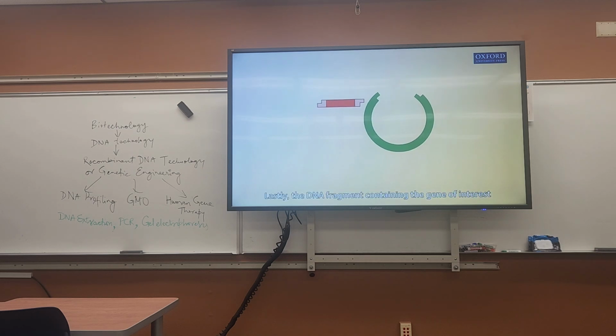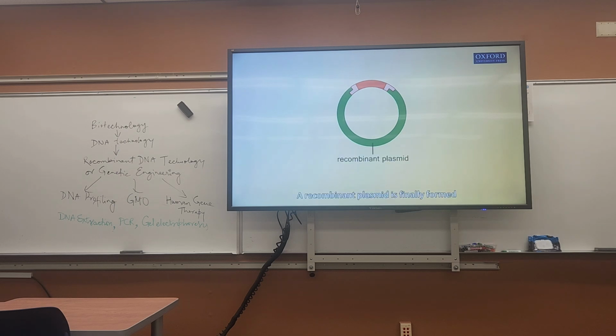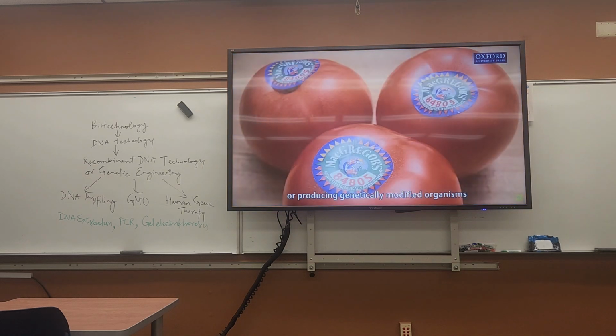Lastly, the DNA fragment containing the gene of interest is inserted into the open plasmid with the help of another enzyme called DNA ligase. This enzyme acts like glue. It catalyzes the joining of the DNA fragment and the plasmid. A recombinant plasmid is finally formed. This recombinant plasmid can then be introduced into a host cell for different purposes, such as producing proteins of other species like human insulin, or producing genetically modified organisms that possess new characteristics.